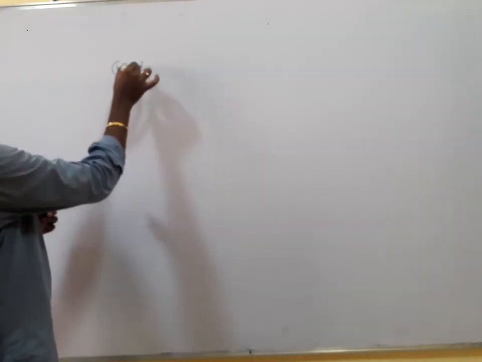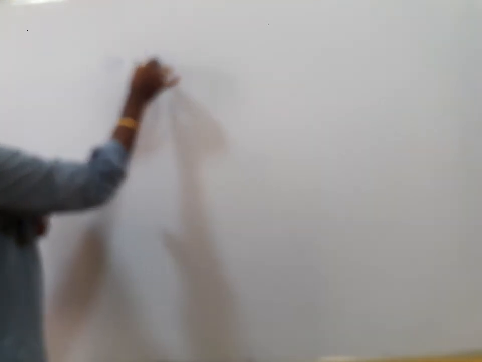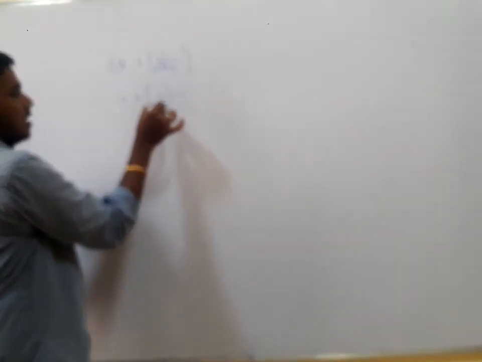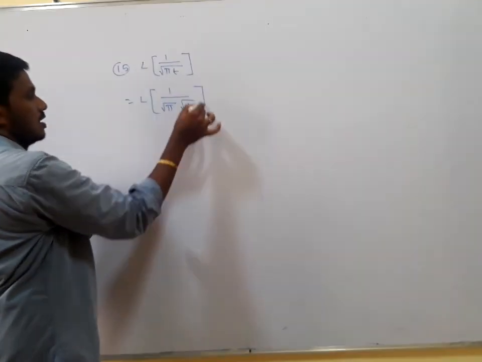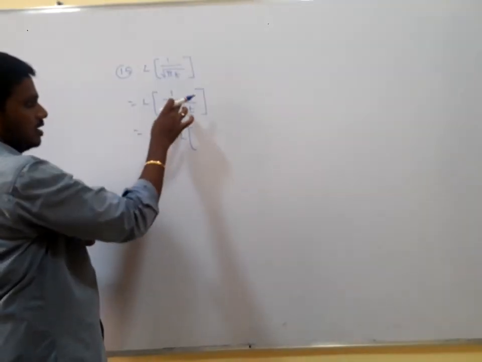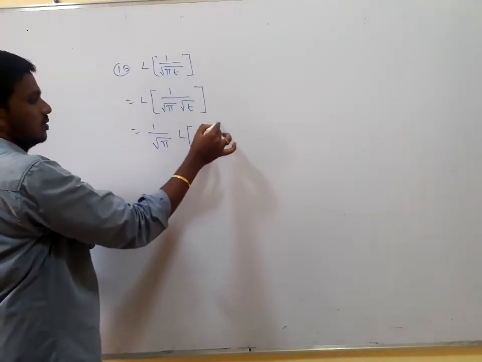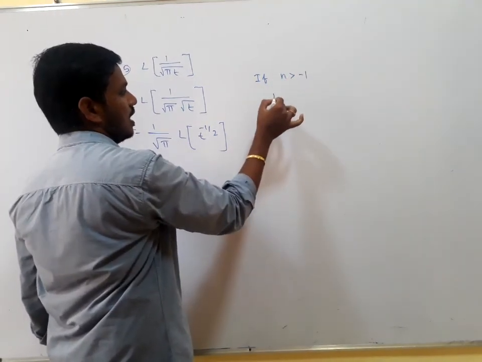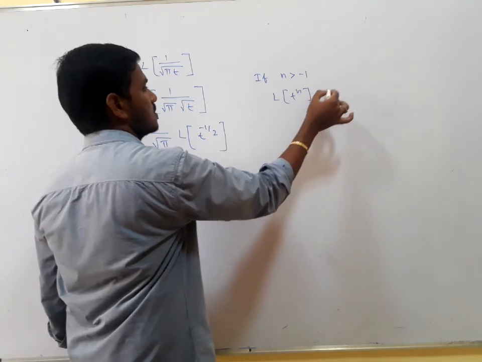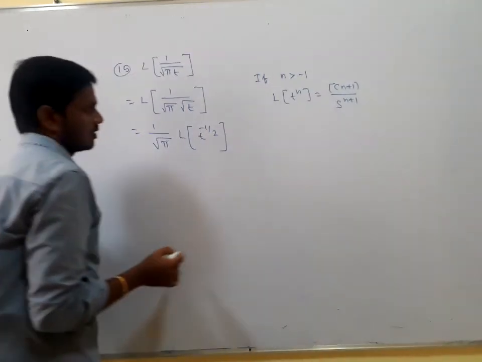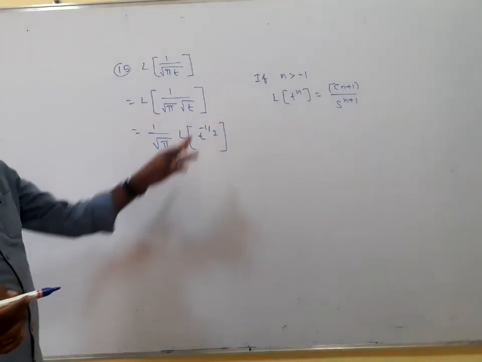Laplace transform of 1 by root pi t, which is equal to the Laplace transform of 1 by root pi into root t. So 1 by root pi into the Laplace transform of 1 by root t, which is nothing but t to the power of minus 1 by 2. You know that if n is a real number greater than minus 1, the Laplace transform of t to the power of n is equal to gamma n plus 1 divided by s to the power of n plus 1. Here minus 1 by 2 is a real number which is greater than minus 1.